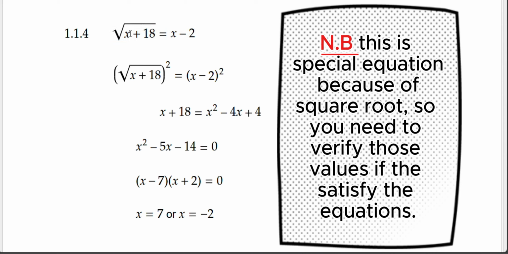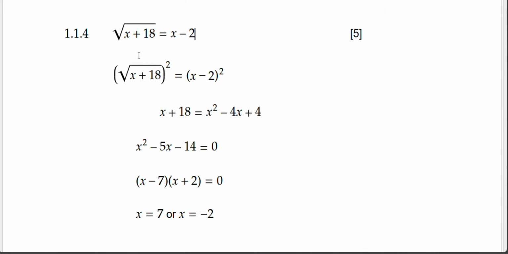If we plug 7 here, it's going to be 25. So the square root of 25 is 5. 7 minus 2 is what? It's 5. So 7 satisfies the equation. So okay, let's go to -2. -2 plus 18 is what? It's 16. The square root of 16 is 4. Here it's going to be -2 minus 2, which is -4. 4 is not equal to -4. So this one is not applicable.